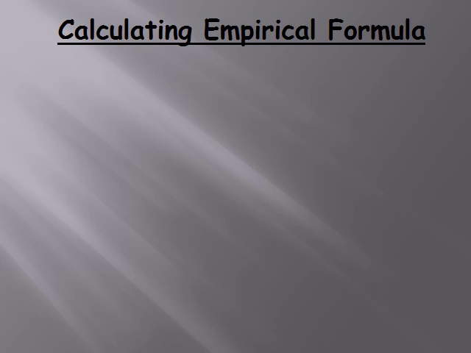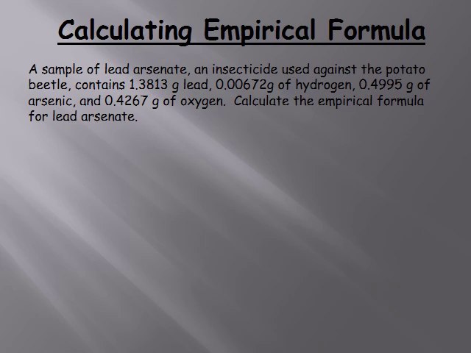Okay, so the next one's a slightly more complicated empirical formula question. So here we have a sample of lead arsenate with the following masses of lead, hydrogen, arsenic, and oxygen. Your job is to calculate the empirical formula of this insecticide. So pause the video now and come back once you think you've got an answer.